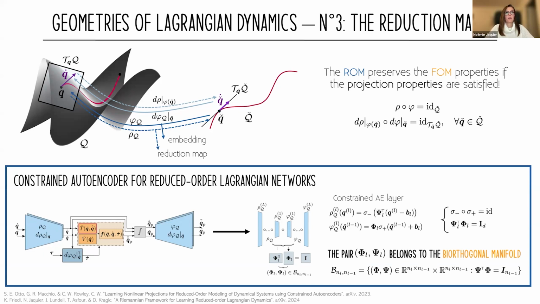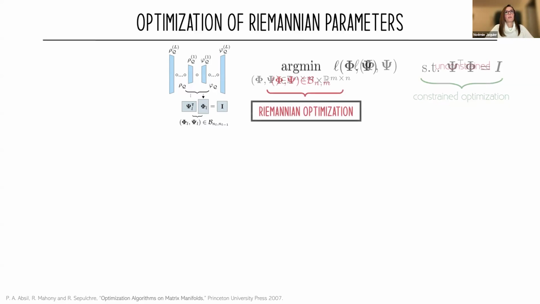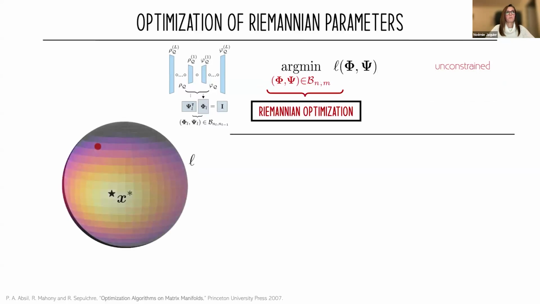So what we need to do to learn this autoencoder is to be able to optimize those weight parameters. When we do this, we could either have a constrained optimization, where we minimize our loss and constrain those matrices to be biorthogonal, or we can account for the fact that they belong to this manifold and use an unconstrained Riemannian optimization to optimize those matrices.